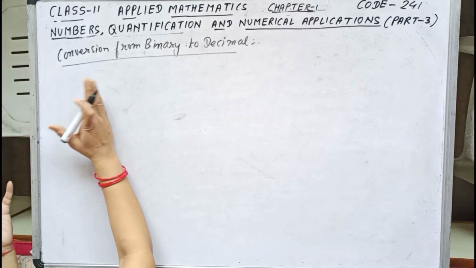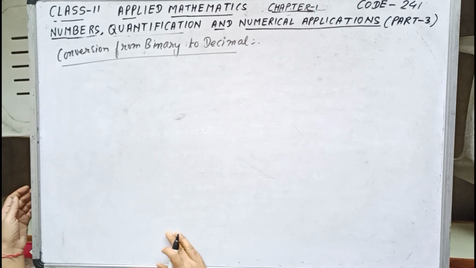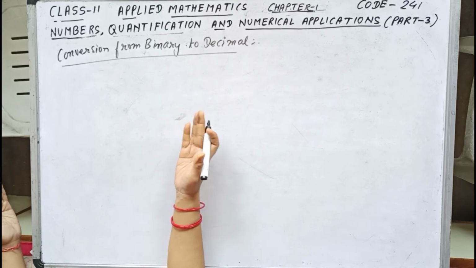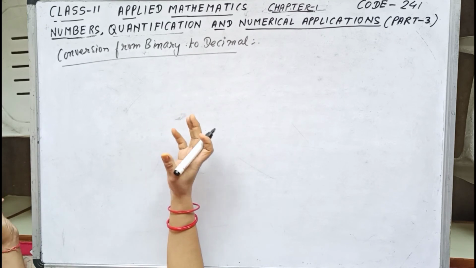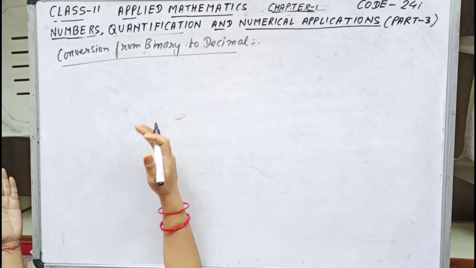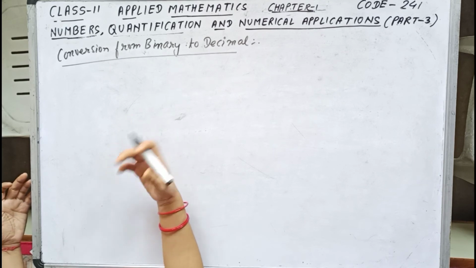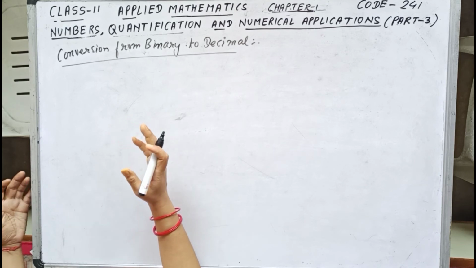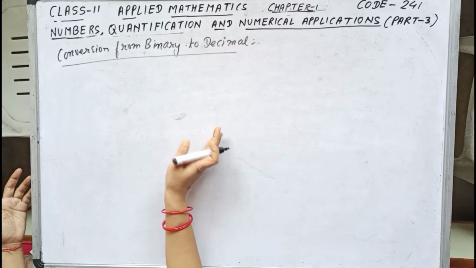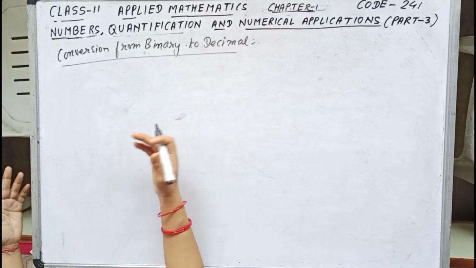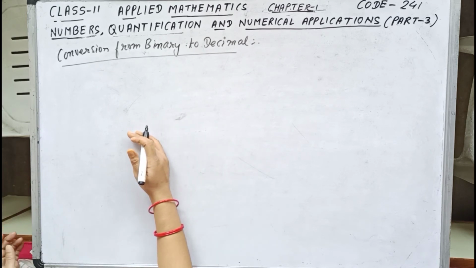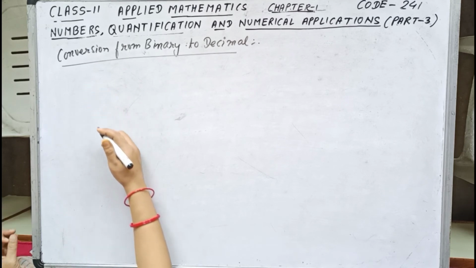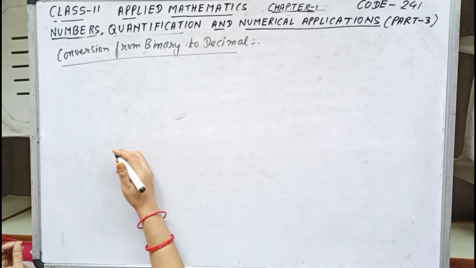Now the method or the steps which I explained when I was giving the introduction of the binary numbers, the same I will be teaching right now with a new example, that is conversion of a number from binary to decimal. The same concept, the same thing, but a different example I am taking.